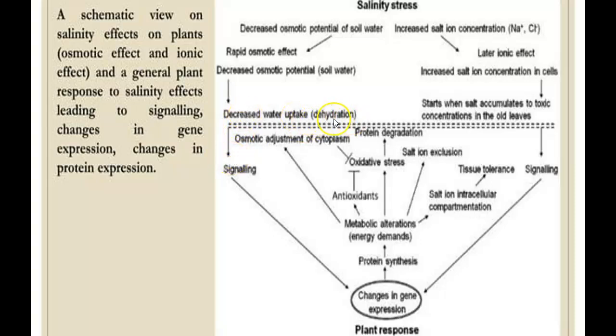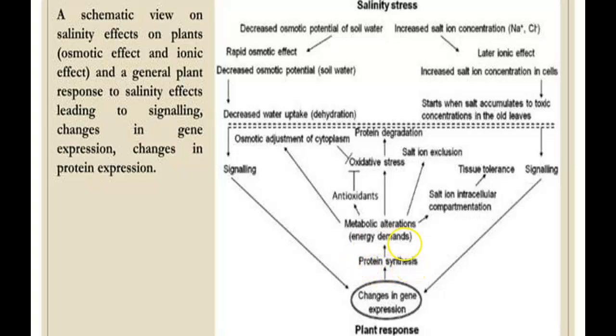That decreased water uptake or dehydration will send signaling. That signaling will change the gene expression. That signaling could be osmotic or ionic stress, as I have discussed previously, that whenever there is salinity stress, that leads to ionic or osmotic stress. If there is ionic or osmotic stress, that will create a signaling pathway, and that signaling will change the gene expression.